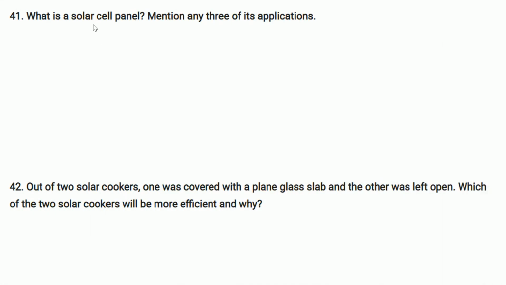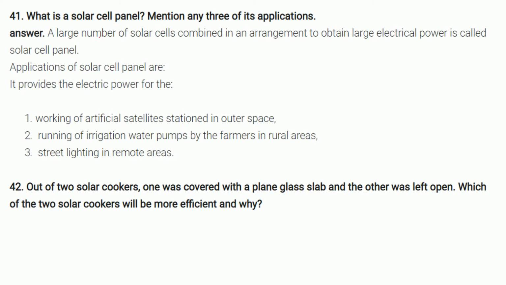What is a solar cell panel? Mention any 3 of its applications. A large number of solar cells combined in an arrangement to obtain large electric power is called a solar cell panel. The applications of solar cell panel: first of all, it provides electric power for the working of artificial satellites which are stationed in outer space. How to give them electricity? This was the only possibility. Running of irrigation water pumps by the farmers in rural areas, and remote area street lighting is done through this power.